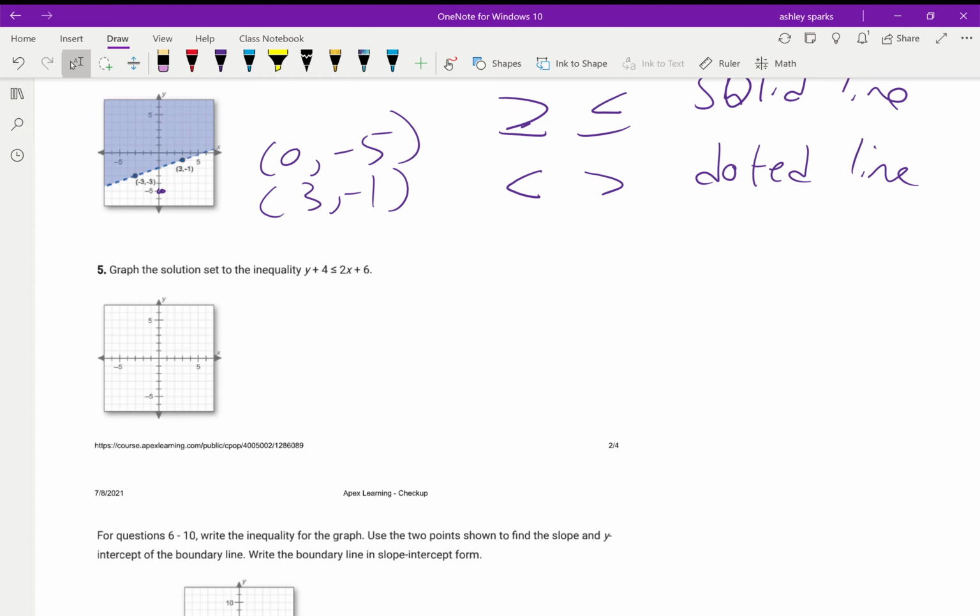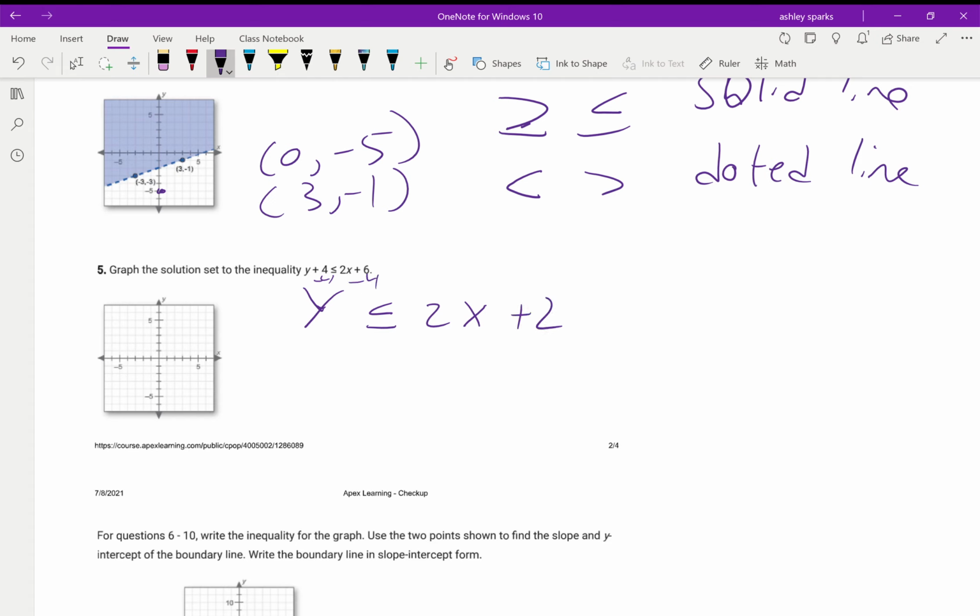And then it says graph our solution. To go ahead and graph, what I might do is plug in some values. I'd actually probably move the 4 over so it looks more like a normal equation. So y is less than or equal to x, subtracting that 4, plus 2.